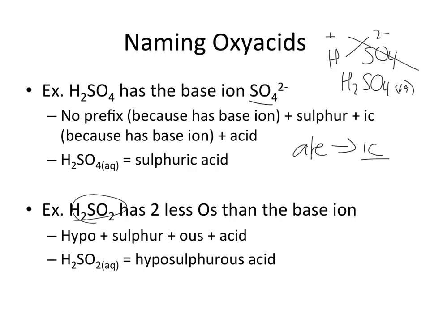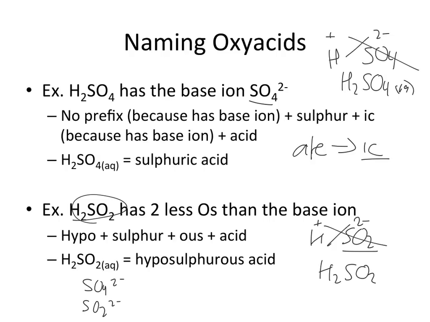On the second example here, again, you have H plus, and we have SO2. It still has 2 minus. Remember that charge doesn't change. Cross, cross, and we get H2SO2. But when we look at the SO2, to figure out this name, let's compare it with the SO4 2 minus, its base ion. SO2 2 minus, and from here to here, it's lost 2 oxygen atoms. So this was the ate when we were looking at oxyanions.